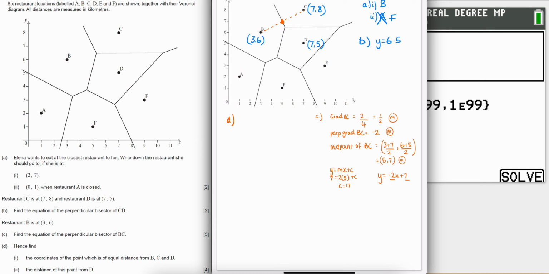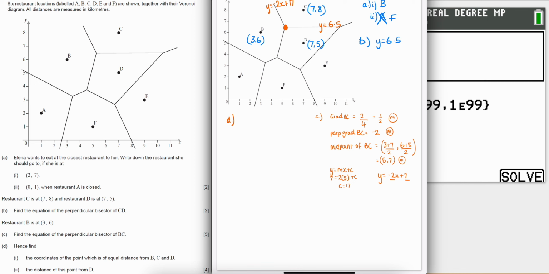And part D says we need to find the point that is equidistant from B, C, and D. So the point that's the same distance from B, C, D is this intersection point here between the different bisectors. I know that this bisector is y equals 6.5, and I now know that this bisector is y equals -2x plus 17. So where they meet, that will be my intersection point.